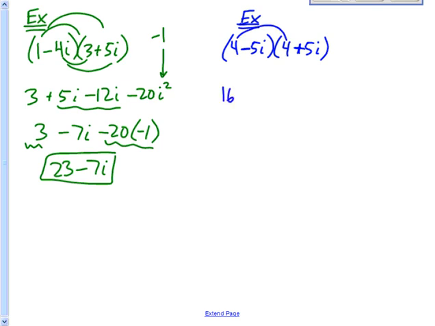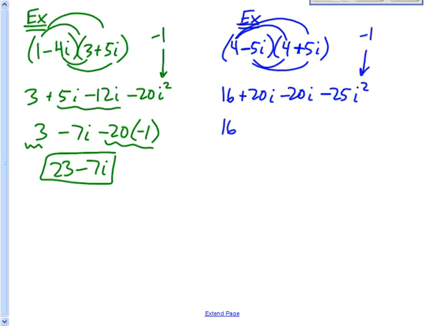First, 16. Outer, positive 20i. Inner, negative 20i. Last, negative 5 times positive 5, negative 25i squared. I squared is negative 1. 16 plus 20i minus 20i, so those are gone. Minus 25 times a negative 1. So 16 plus 25, 41.